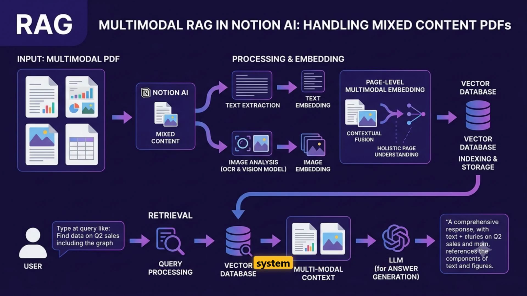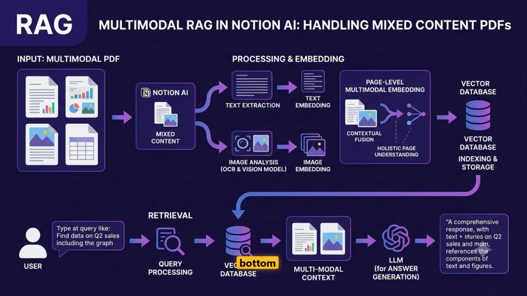Most engineers expect a system like Notion AI to mash everything into one plain text file, but that breaks table structures completely. Instead, follow the arrows right to page level multimodal embedding, where contextual fusion takes place. Here, Notion AI merges text and image embeddings to form a holistic page understanding before saving vectors down into the vector database indexing and storage section on the far right.